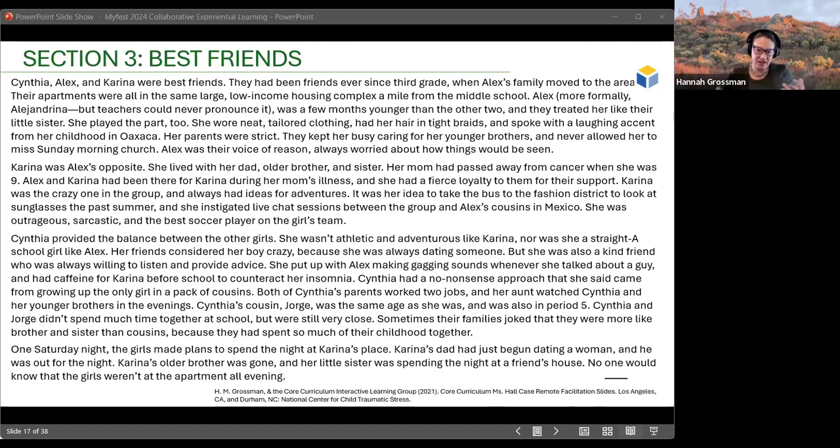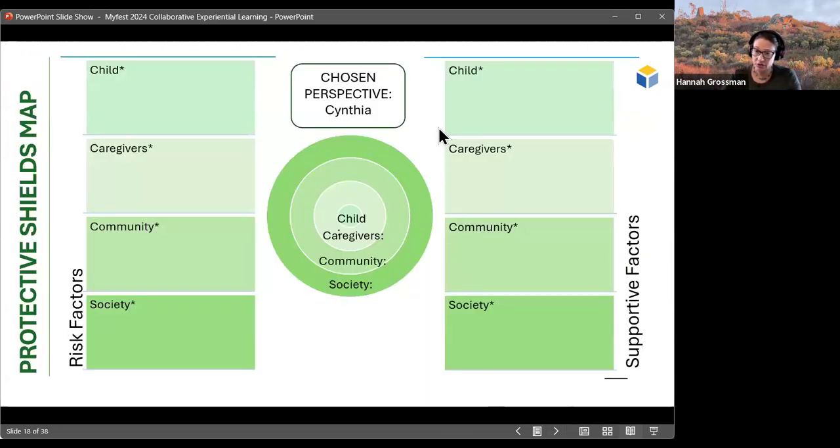So in this section, I took a story that represented the interactions I wanted people to have. And then I had them use this tool to identify aspects that were related to the child that were dangerous, that were related to the caregivers that were dangerous, that were related to the community that were dangerous, that were related to the society that were dangerous. I also identified factors related to the child, caregivers, community, and society that are supportive.